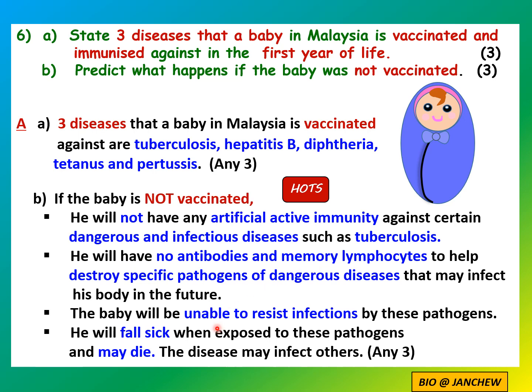So this baby will be defenseless against these pathogens, and he will be unable to resist any infections by these dangerous pathogens, like the tuberculosis bacteria, and so forth. So he will easily fall sick when exposed to these pathogens, and he may even die. Another thing is that the disease will spread faster within the community if the babies do not get vaccinated.